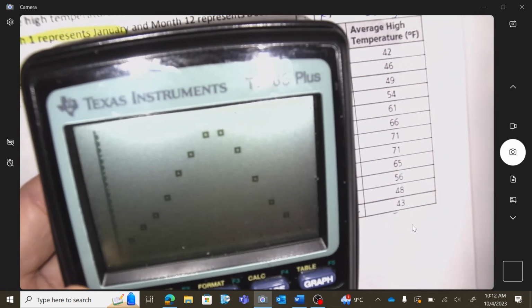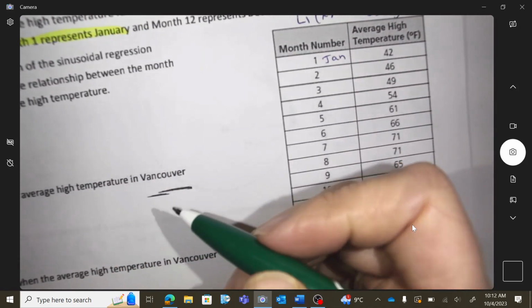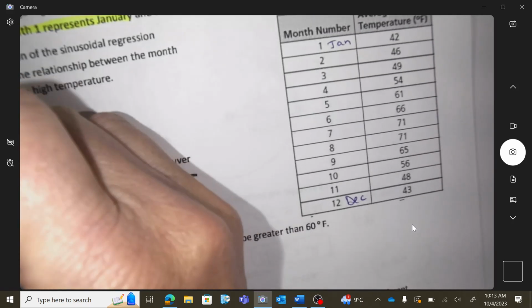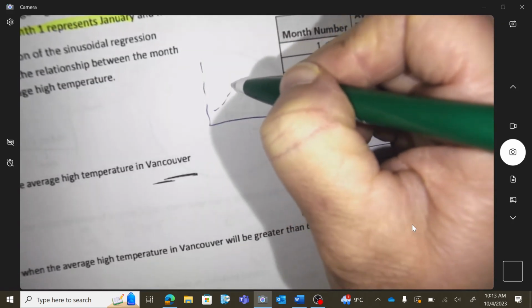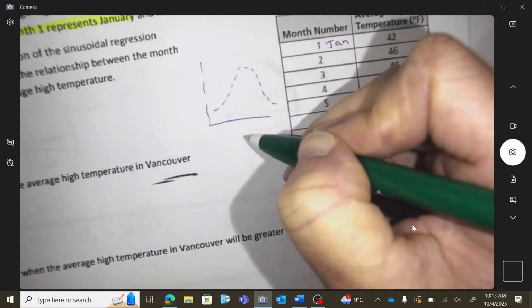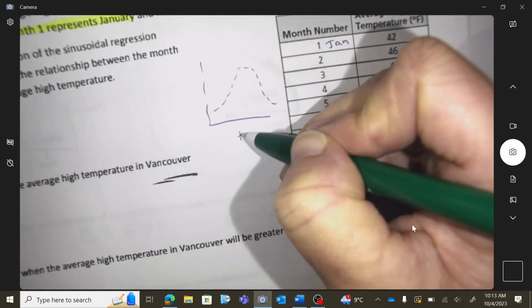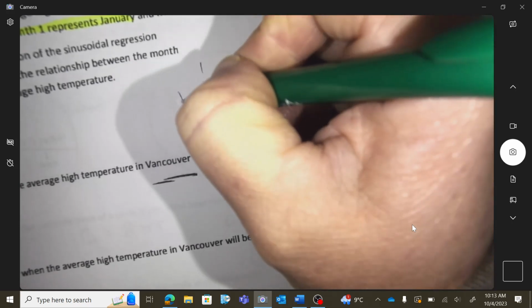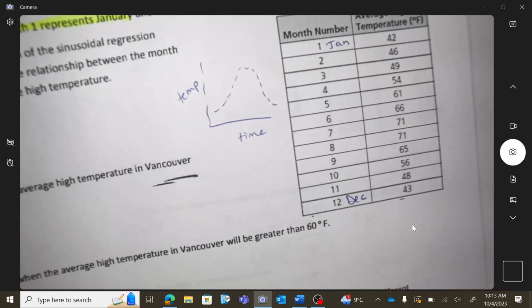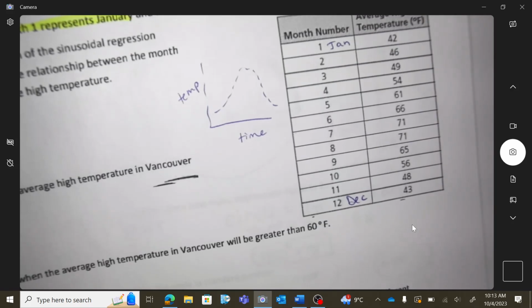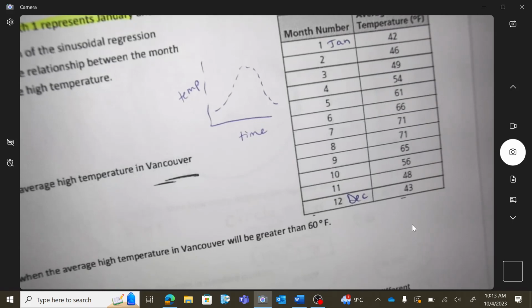And then it's going kind of looking like this. Okay, so does it make sense why it's sinusoidal? Because it's also going to repeat, right? It's going to keep doing the same cycle every year.